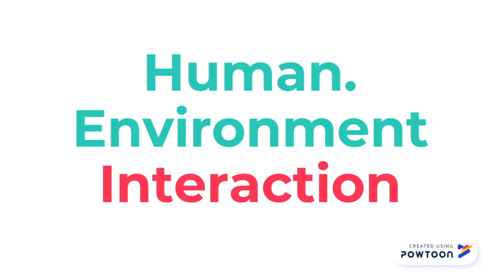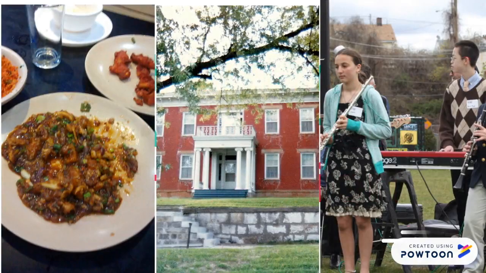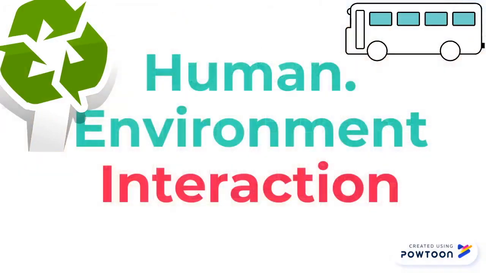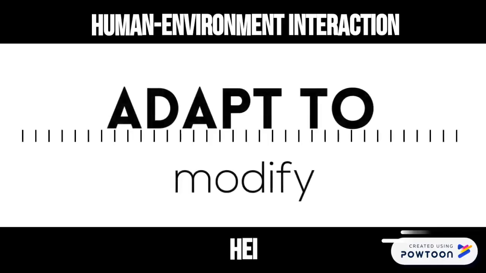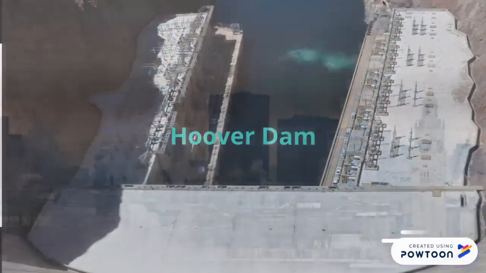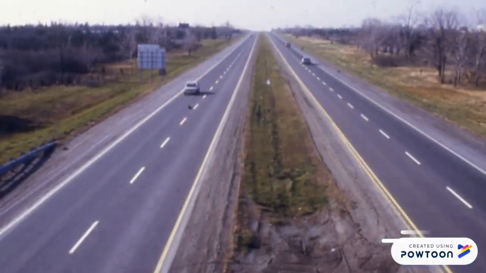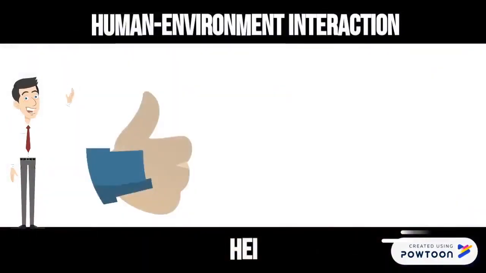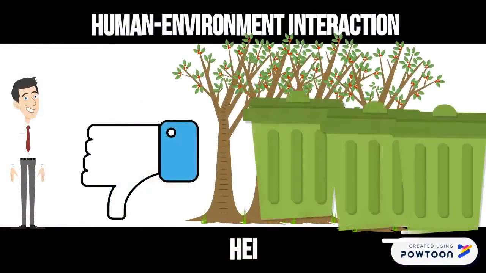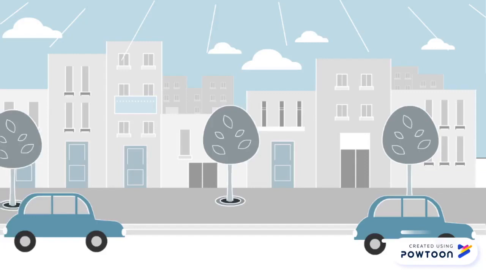You may not realize it, but the environment can affect you. It can influence your diet, clothing, shelter, and the way you live. In turn, it can affect your environment. By using water, recycling, or even riding the bus to school, you have an impact on the world around you. The relationship between human beings and the natural world is called human-environment interaction, or HEI. HEI considers how humans adapt to and modify the environment. Damming a river, polluting the air, or building a highway. Humans can have positive impacts like planting trees, or negative impacts such as creating landfills.